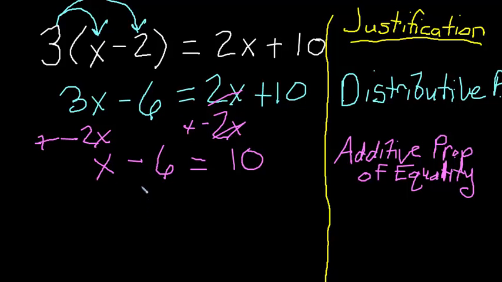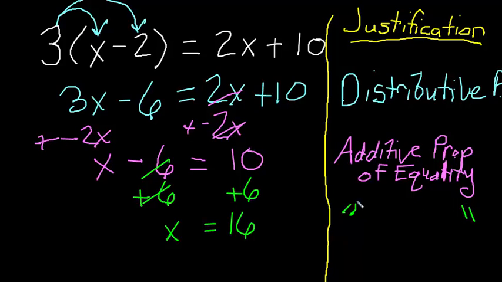And then the last step here, let me switch to green here, is add 6 to both sides. So that will go away. You get x equals 16. And again, what justifies me to add something to both sides? Well, we just said that. It's the additive property, so I'm just going to put these nice little quotation marks to show that this is the same justification as for this step.